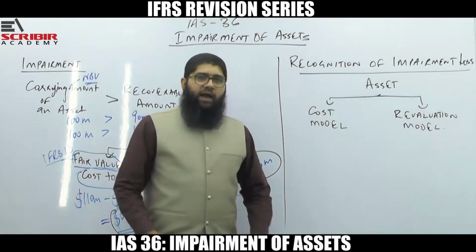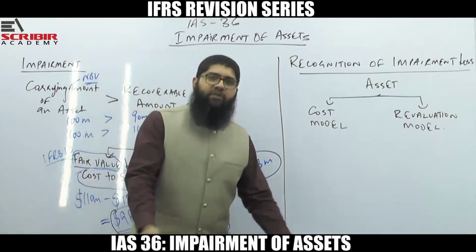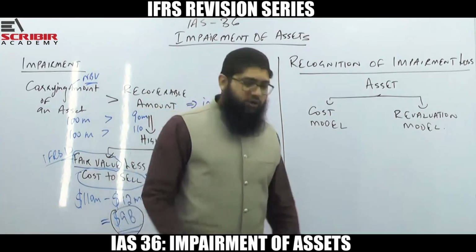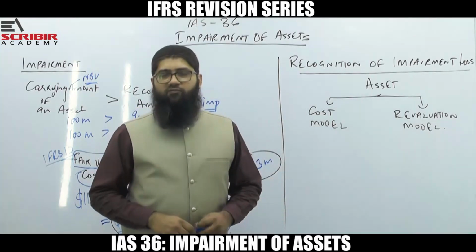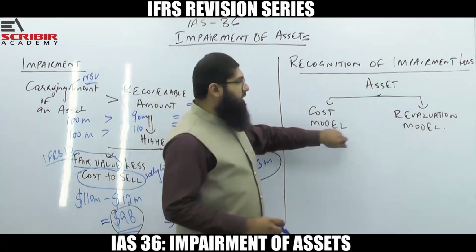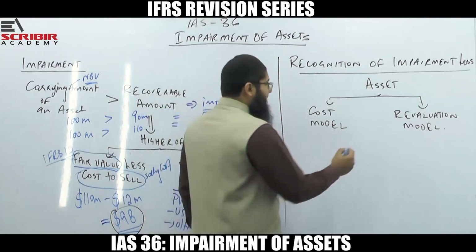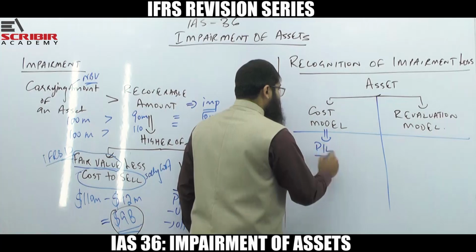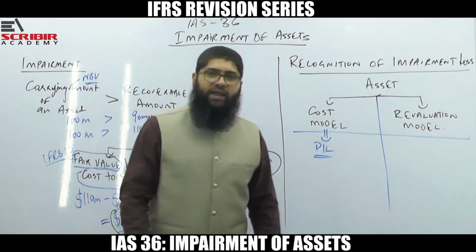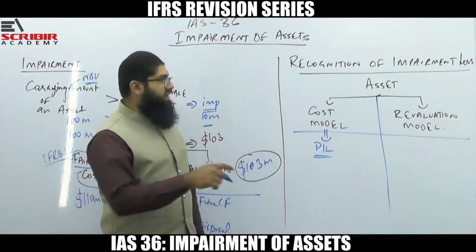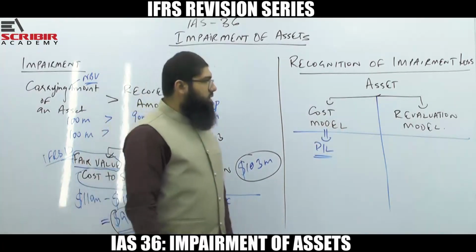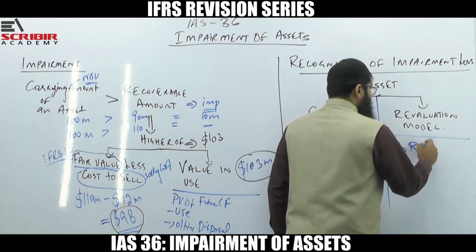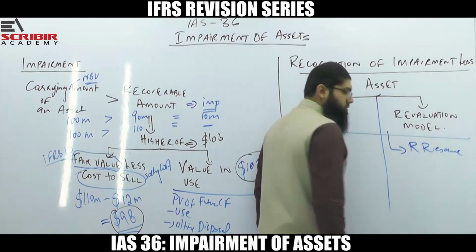Now, assume that the impairment loss has arisen, what happens then? If the impairment loss has arisen, you have to recognize it. How exactly are you going to recognize it? It would depend upon whether the asset is being carried under the cost model or the revaluation model. Assume that the asset is carried under the cost model, then the whole of the impairment loss would be recognized in the P&L. If the asset is being carried under the revaluation model, then whatever the impairment loss is, that would be recognized against the revaluation reserve.